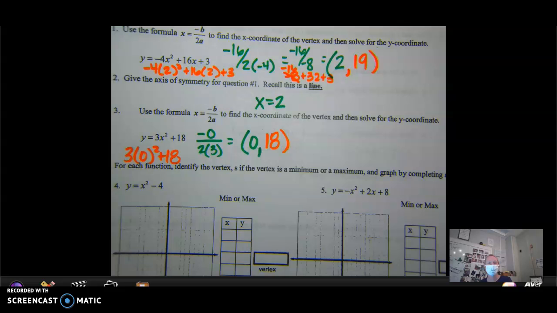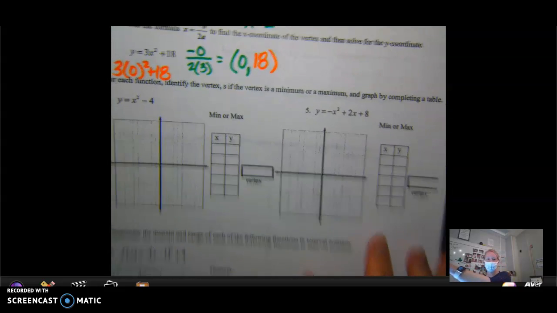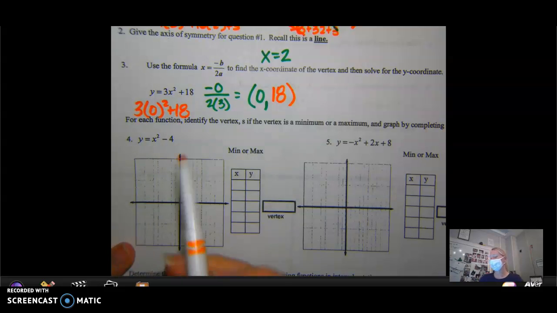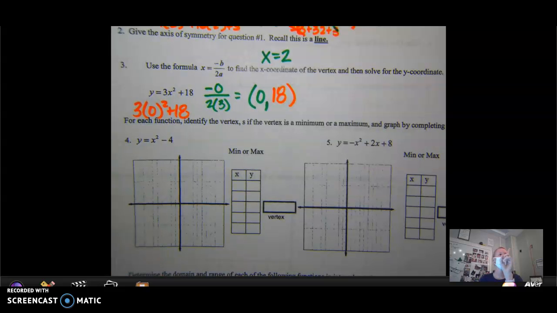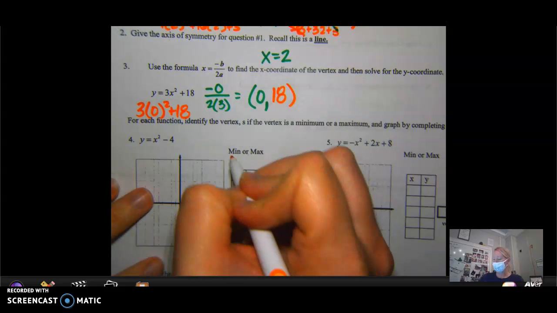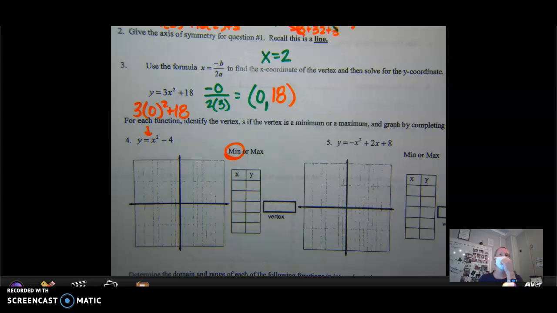For each function, identify the vertex, if it's a maximum or minimum, and complete the table. Okay, so first off, we can say if this is a max or min because we should be able to say whether it's going up or down right away. Is this guy going up or down? It's going up, so do we have a max or min? Min. And I know it's going up because my a value here is 1, and that is positive.